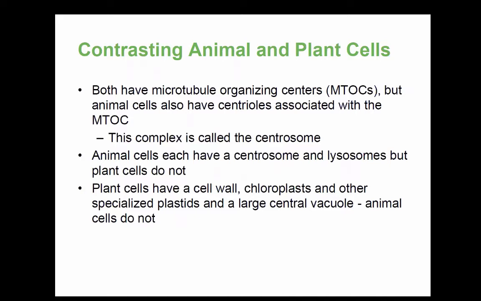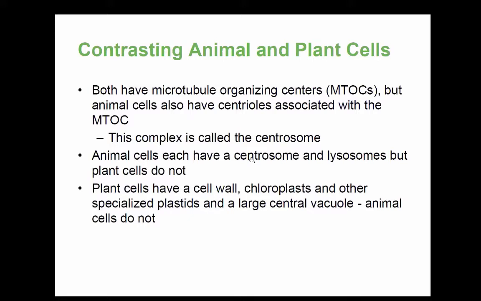Additionally, animal cells have a structure called centrosome. Centrosome is an organized bundle of microtubules. Both plant and animal cells have microtubule organizing centers called MTOCs. But animal cells have centrioles associated with the microtubule organizing centers.